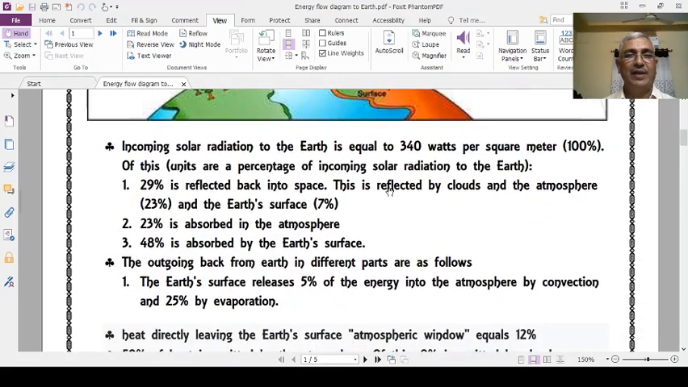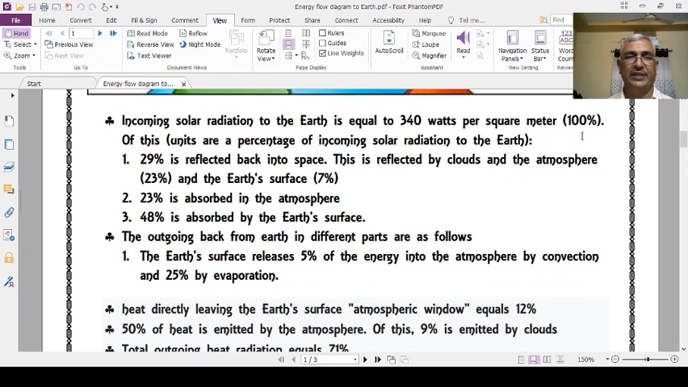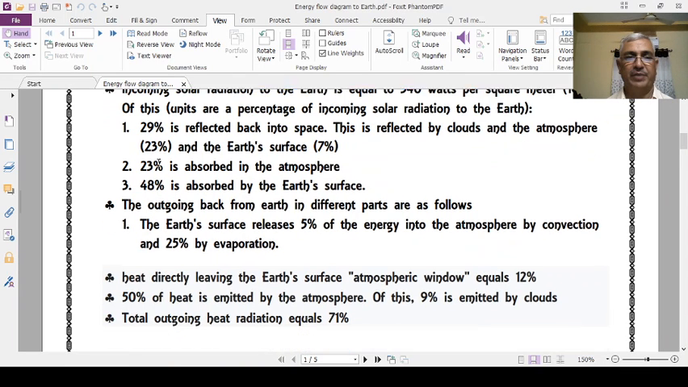I will account for this in another way also. Incoming solar radiation is equal to 340 watt per square meter, like it is 100%. Of this, 29%, that is about 30%, is reflected back. Reflection by the clouds and atmosphere is 23, and by the earth surface 7. These two together give 30% or 29%.